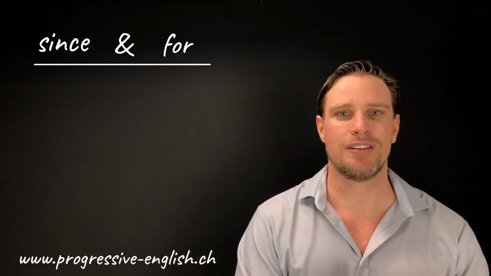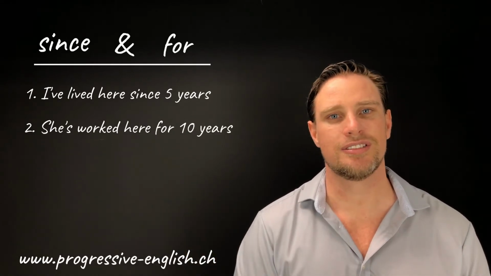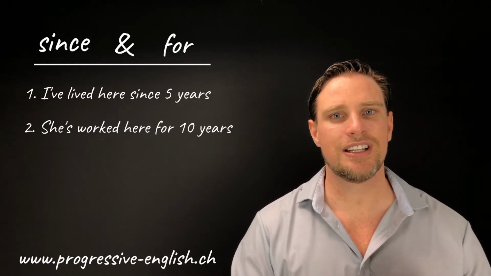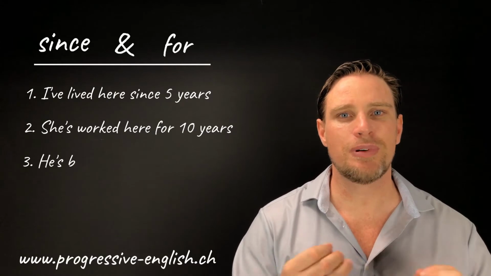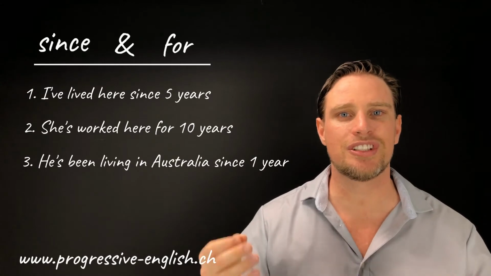So what I'll do is I'll give you 3 sentences and I want you to decide which sentences are correct and which ones are incorrect. Sentence number 1. I've lived here since 5 years. Sentence number 2. She's worked here for 10 years. And sentence number 3. He's been living in Australia since 1 year.